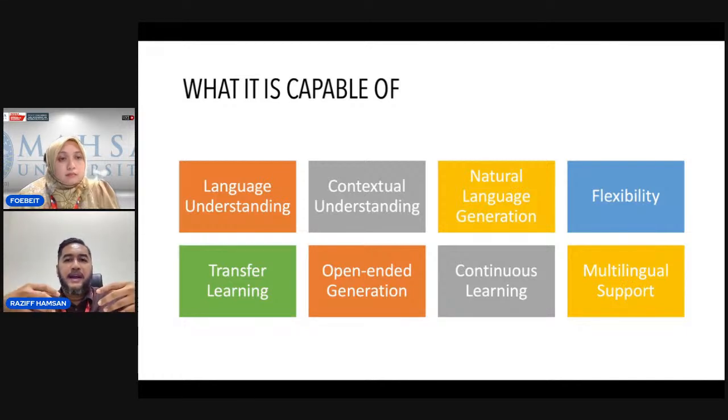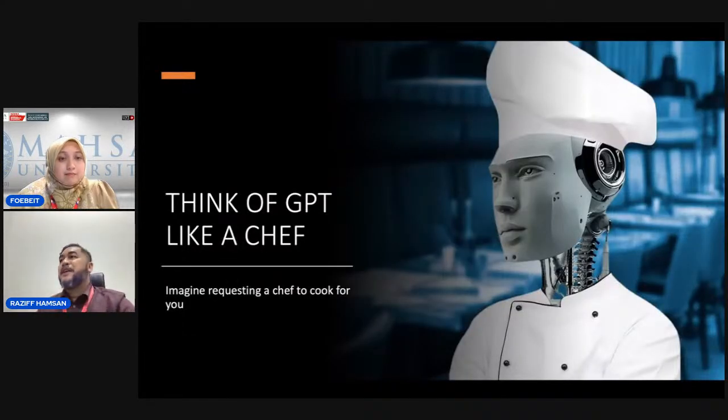So whenever I put a prompt in OpenAI, immediately the system will understand from which angle or which context I'm talking about, right? So that's what it is capable of. And multilingual support, there are AIs that understand Bahasa Melayu now, believe it or not.